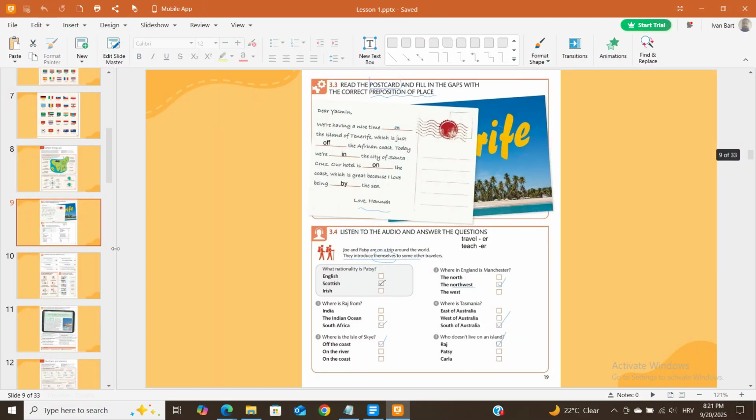3.3 Read the postcard and fill in the gaps with the correct preposition of place. Dear Yasmin, we're having a nice time on the island of Tenerife, which is just off the African coast. Today we're in the city of Santa Cruz. Our hotel is on the coast, which is great because I love being by the sea. Love, Hannah.